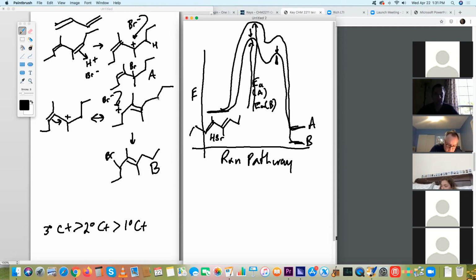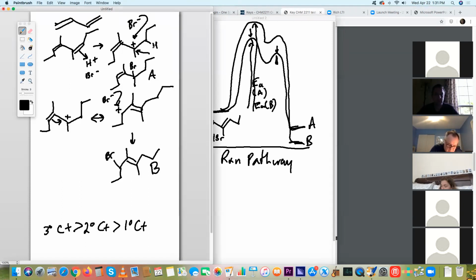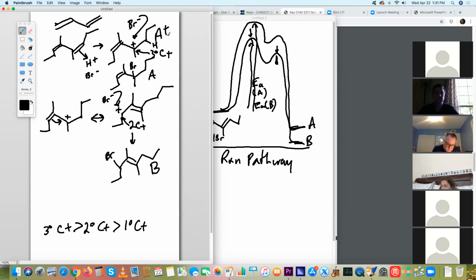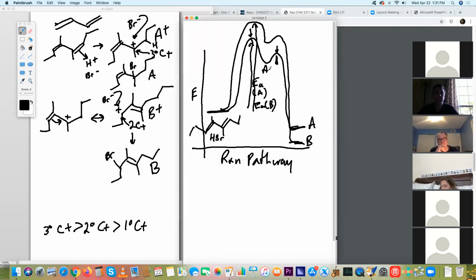If you look at the carbocation here, that's a tertiary C+, and as we talked about, that is going to be more stable than this situation, which is a secondary C+. So the actual carbocations we're talking about will be here at this point. Let me put a little bit of, I'll call this A+ here. I'll call this one B+. So this will be A+ here, and this will be B+ here.